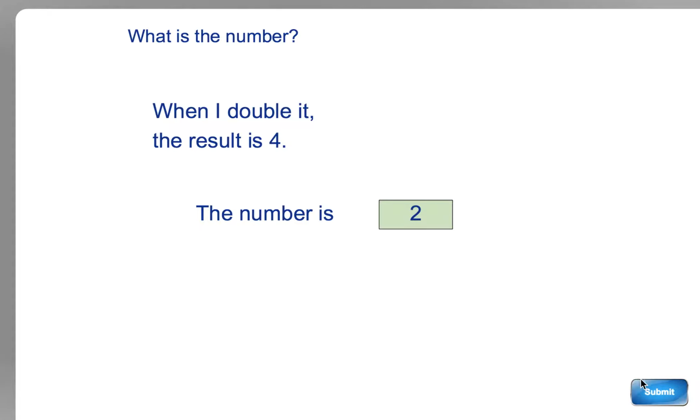Just check it before you submit. Just put that number into the riddle. So when I double 2, the result is 4. That works, so I know I'm correct.